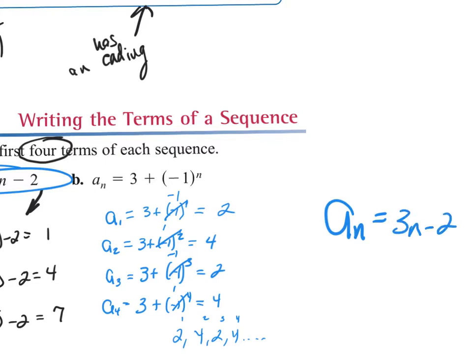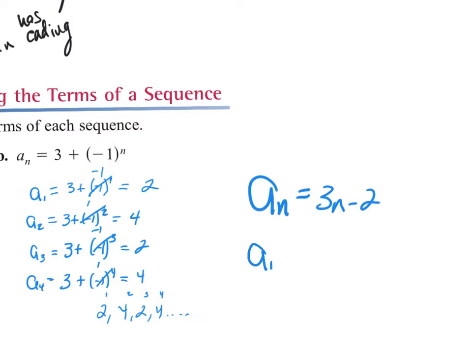3n minus 2. And they wanted you to find a sub 15. That means they want the 15th term. So you just take 15 and plug it in for the n. So you would say 3 times 15 minus 2. 3 times 15 is 45, right? Minus 2. The 15th term of this sequence happens to be the number 43.